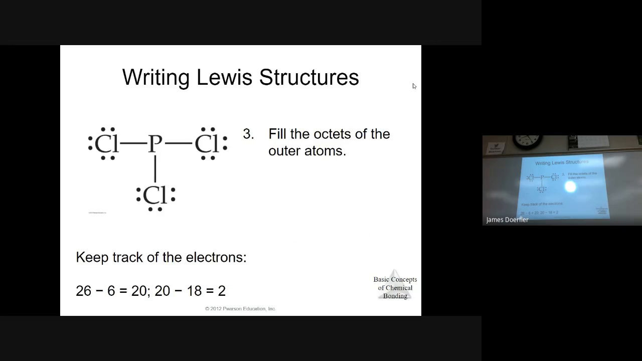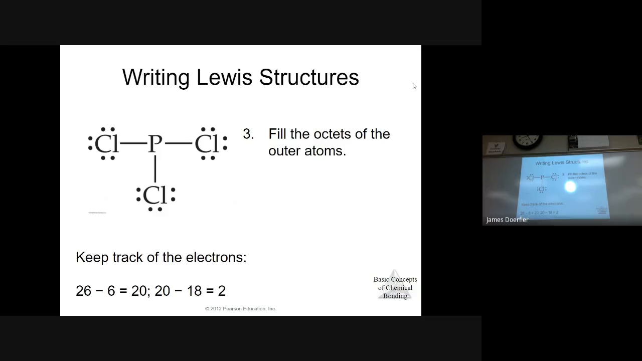Now, step 3 says, place electrons on the outer elements first. Fill their octets. Okay? So that means we got to place 6 around each of the outer chlorines. And so we use 18 of those remaining 20 valence electrons to fill the octets of the chlorines, which leaves us with 2 valence electrons remaining.